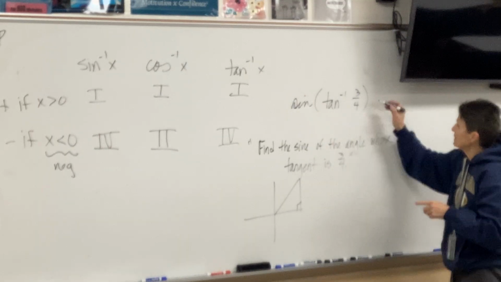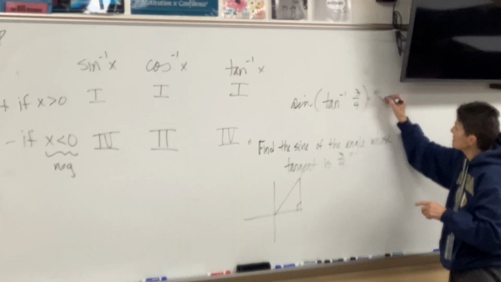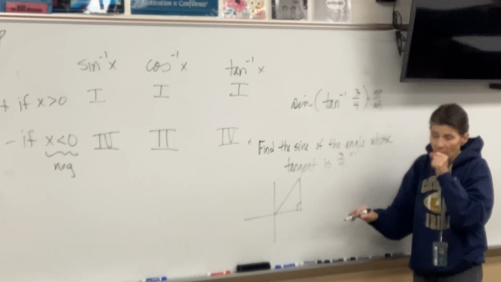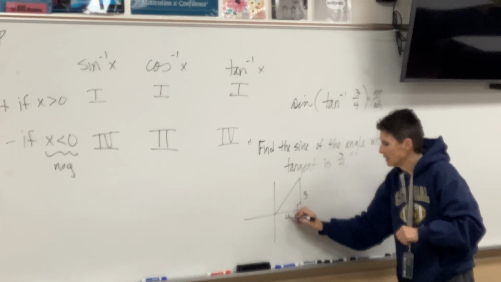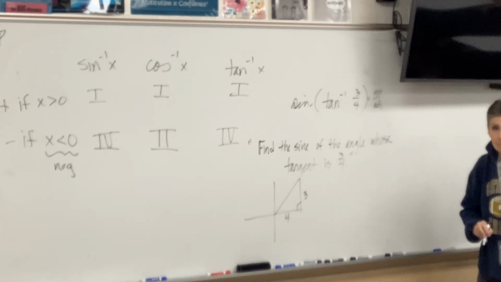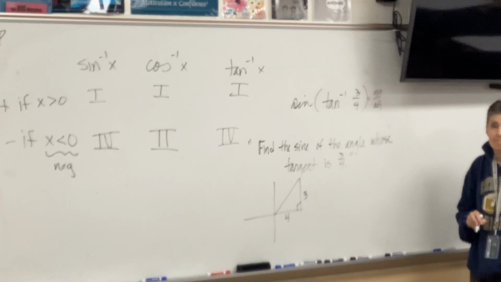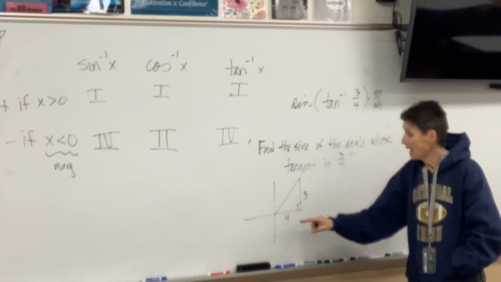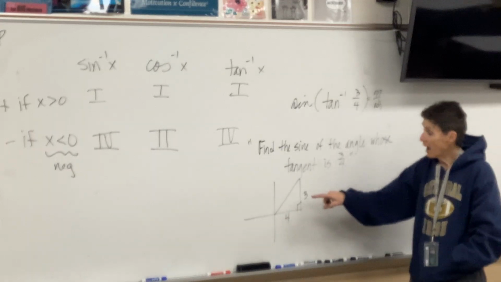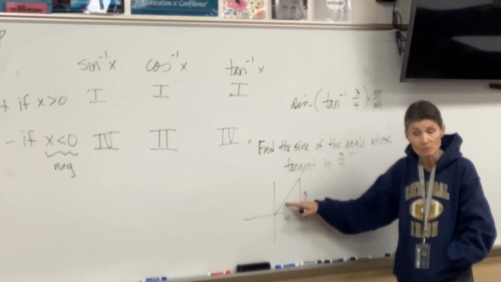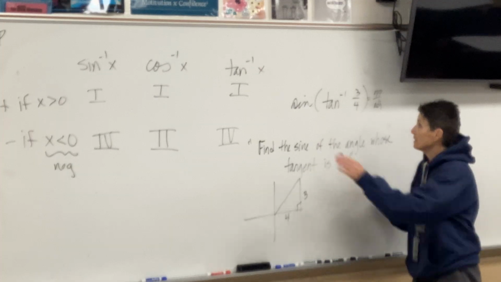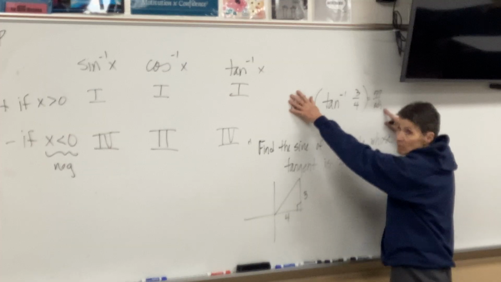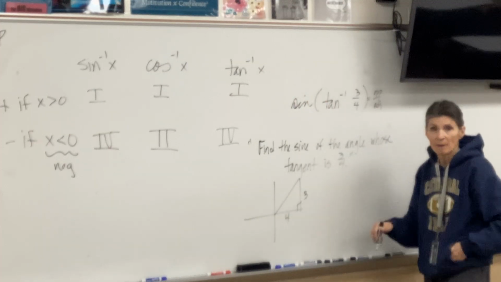Now, I know that tangent is opposite over adjacent. So in my triangle, opposite is 3, adjacent is 4. That is not one of my special triangles. I'm not looking for the angle. I need to find the hypotenuse. We've done this many times. I drew a picture where opposite was 3 and adjacent was 4. Now I need the hypotenuse.